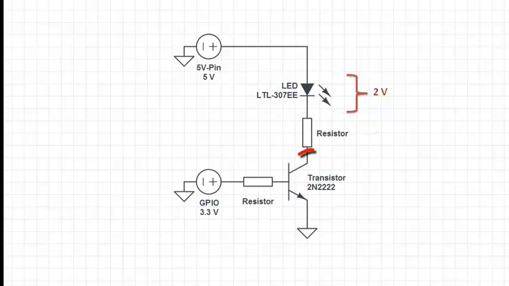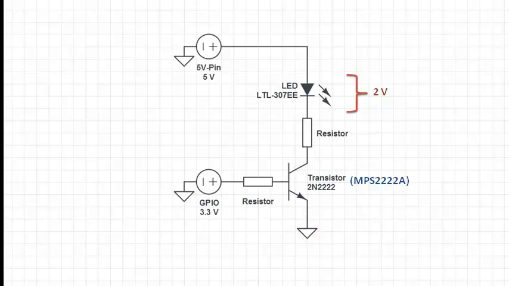To control the circuit, I will use an NPN transistor, namely an MPS2222A NPN transistor, which is similar to the well-known 2N2222 transistor. I will control the base using a GPIO pin, with its current limited by a sizable resistor. Finally, the emitter of the transistor will be attached to a ground pin.